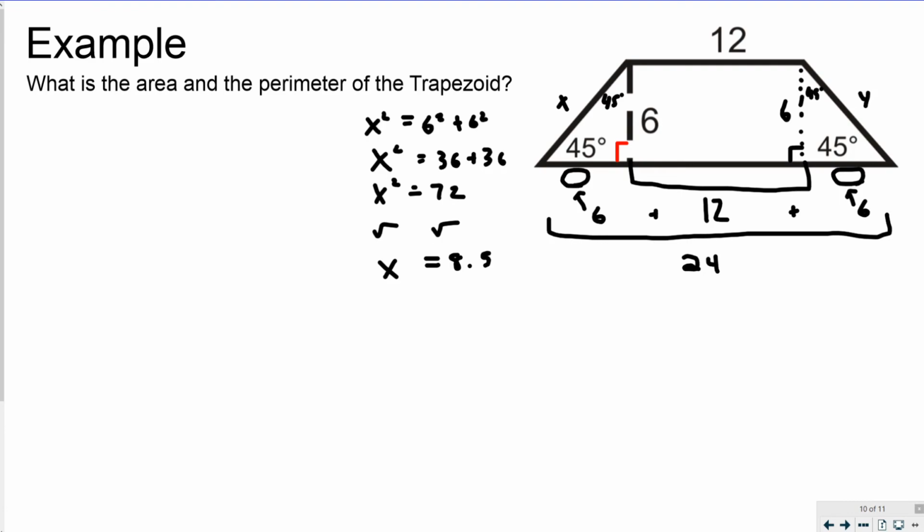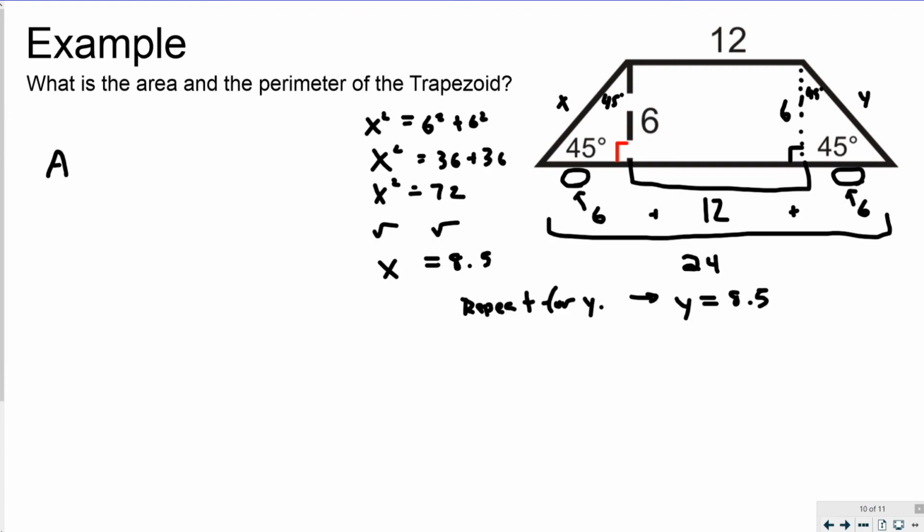And then because I can see these measurements are the same on the other side, I can repeat the process. So repeat for y, and that means that y is going to be equal to 8.5 as well. So now I have all the measurements that I need to do all of my calculations.